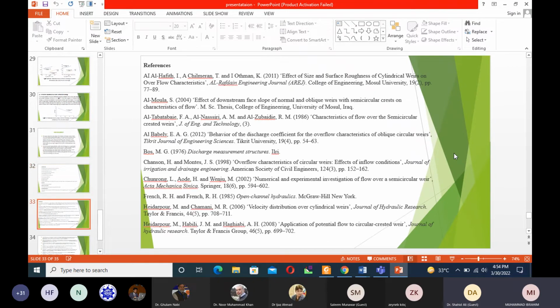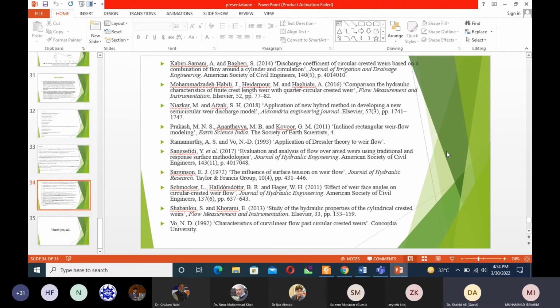These are the notations, and these are the references from which the previous data have been collected.